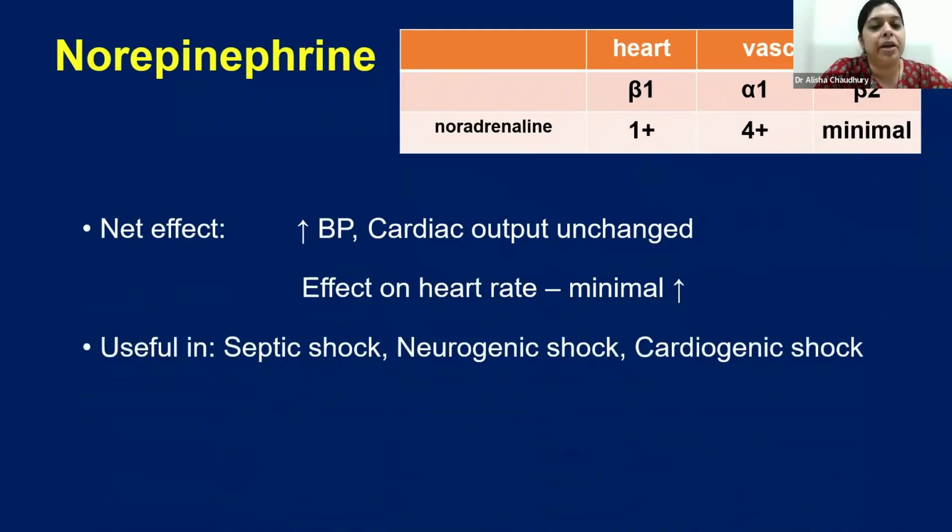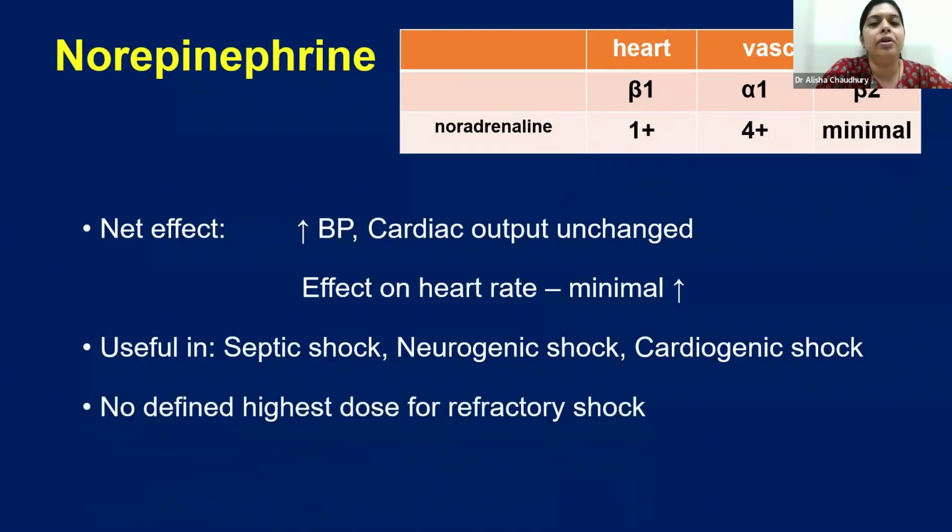Very useful in septic shock. Actually, it's the first line agent in most shocks: septic shock, neurogenic shock, cardiogenic shock. In cases where you don't even know the cause of the shock, it is said that it is safer to start your patient on NORAD. And there is no defined highest dose for refractory shock cases. Based on your institutional protocols, you can go up to the highest dose mentioned there.